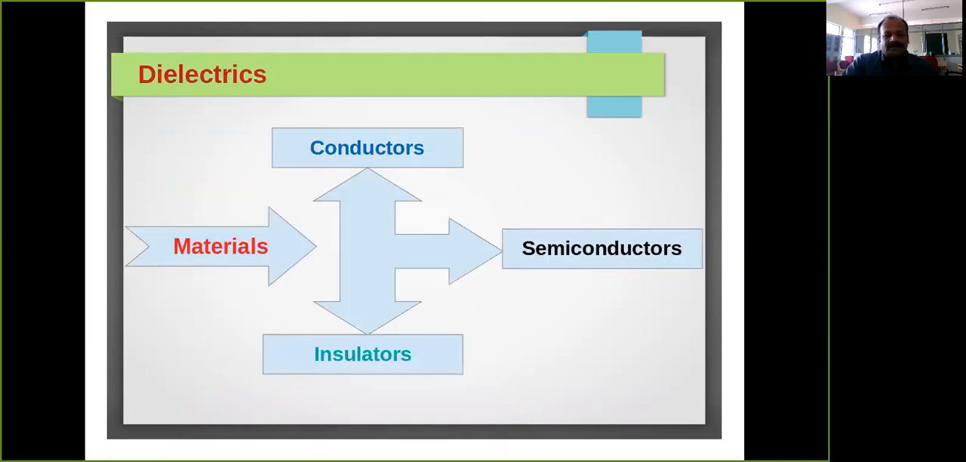As we know, materials are of three types: conductors, insulators, and semiconductors. Conductors are the materials that have a large number of free electrons. Insulators are the materials having a large number of bound electrons. That is, no free electrons are available for conduction. Whereas semiconductors are the materials which lie between conductors and insulators. That is, the semiconductors behave both as conductors and insulators. At high temperature, semiconductors behave like conductors, and at low temperature, semiconductors behave like insulators.